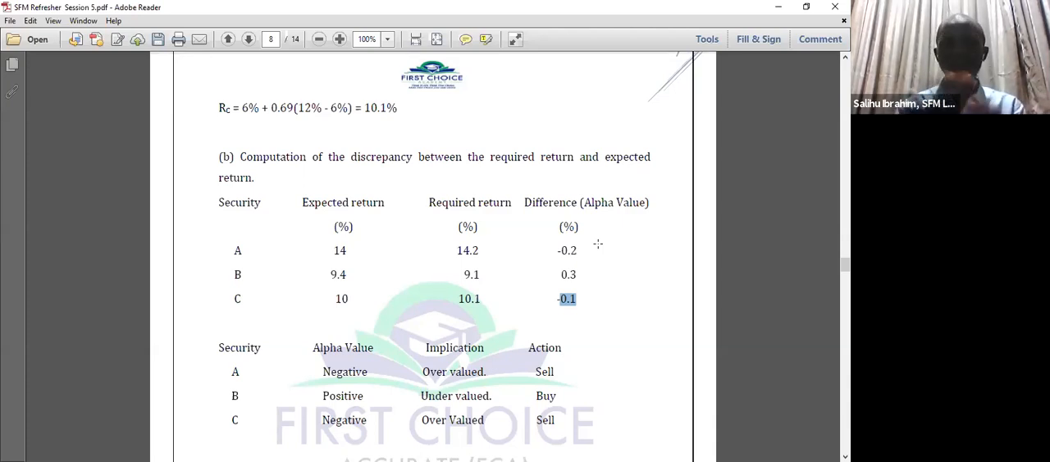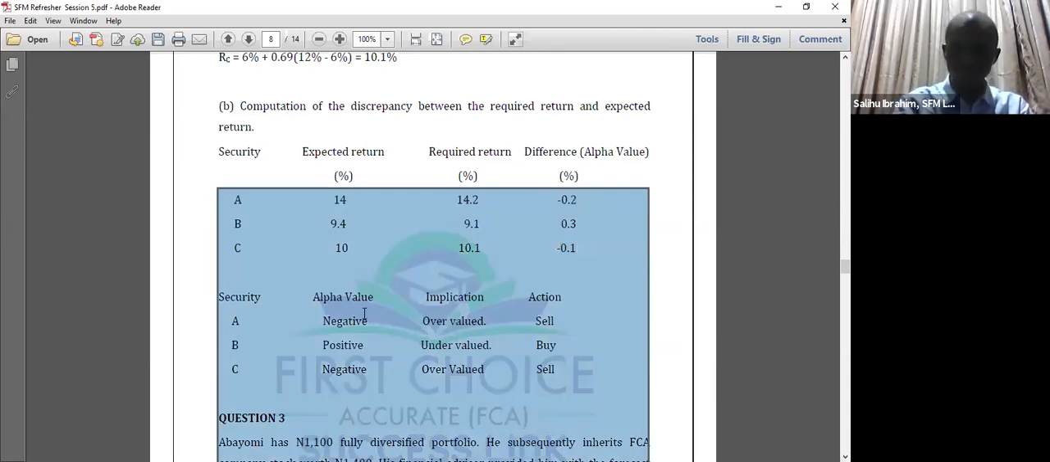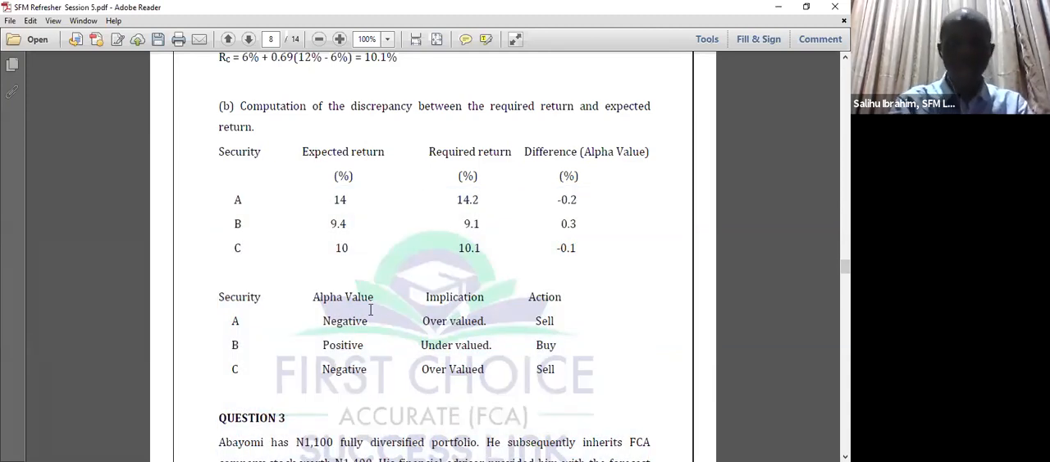Now the question is telling you, if there is difference, then advise your client on how to reshuffle the portfolio. How does he reshuffle the portfolio in order to profit from trading stocks? Now, this is how you are going to advise your client. We have stock A, B, and C. Now, for stock A, our alpha value is negative, isn't it? Alpha value is negative. For B, alpha value is positive. For C, alpha value is negative.